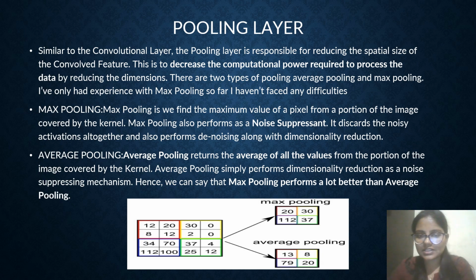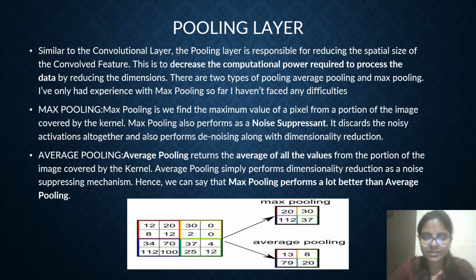There are two types of pooling: average pooling and max pooling. Max pooling is used to find the maximum value of a pixel from the portion of the image covered by the kernel. Max pooling also acts as a noise suppressant. It discards the noisy activations altogether and also performs denoising along with dimensionality reduction.